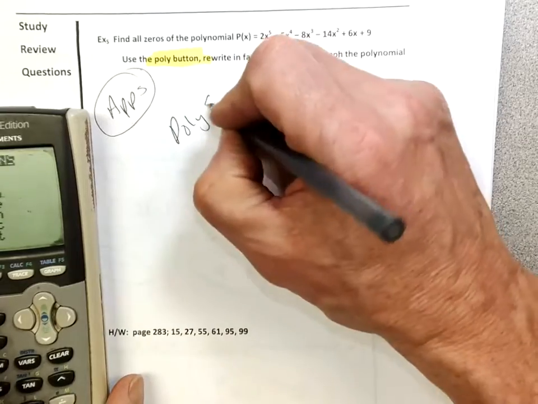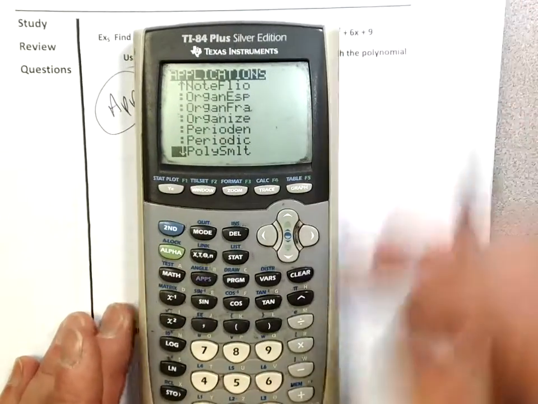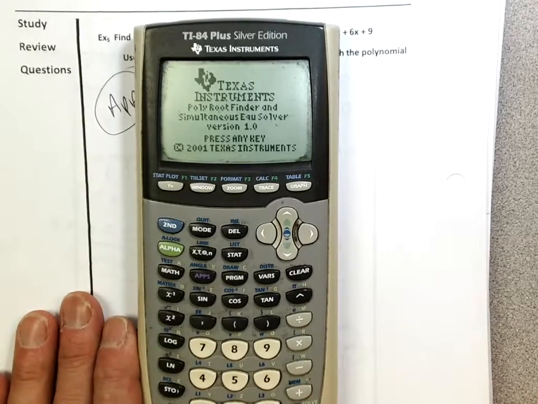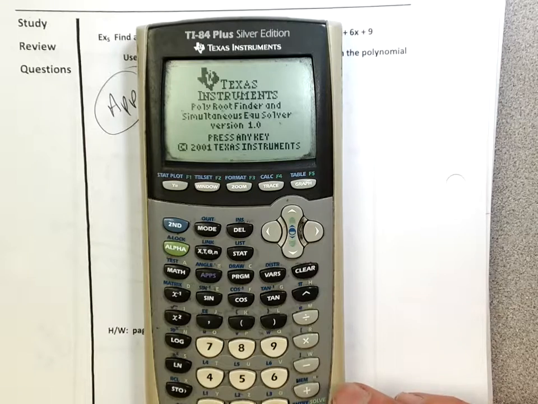So I'm looking for the poly button for this polysmlt. And then I push enter. This is free advertisement. Aren't we lucky? So I'm going to push enter again. I don't need this. It's just Texas Instruments saying, hey, look at me. Free advertisement. Press enter again.